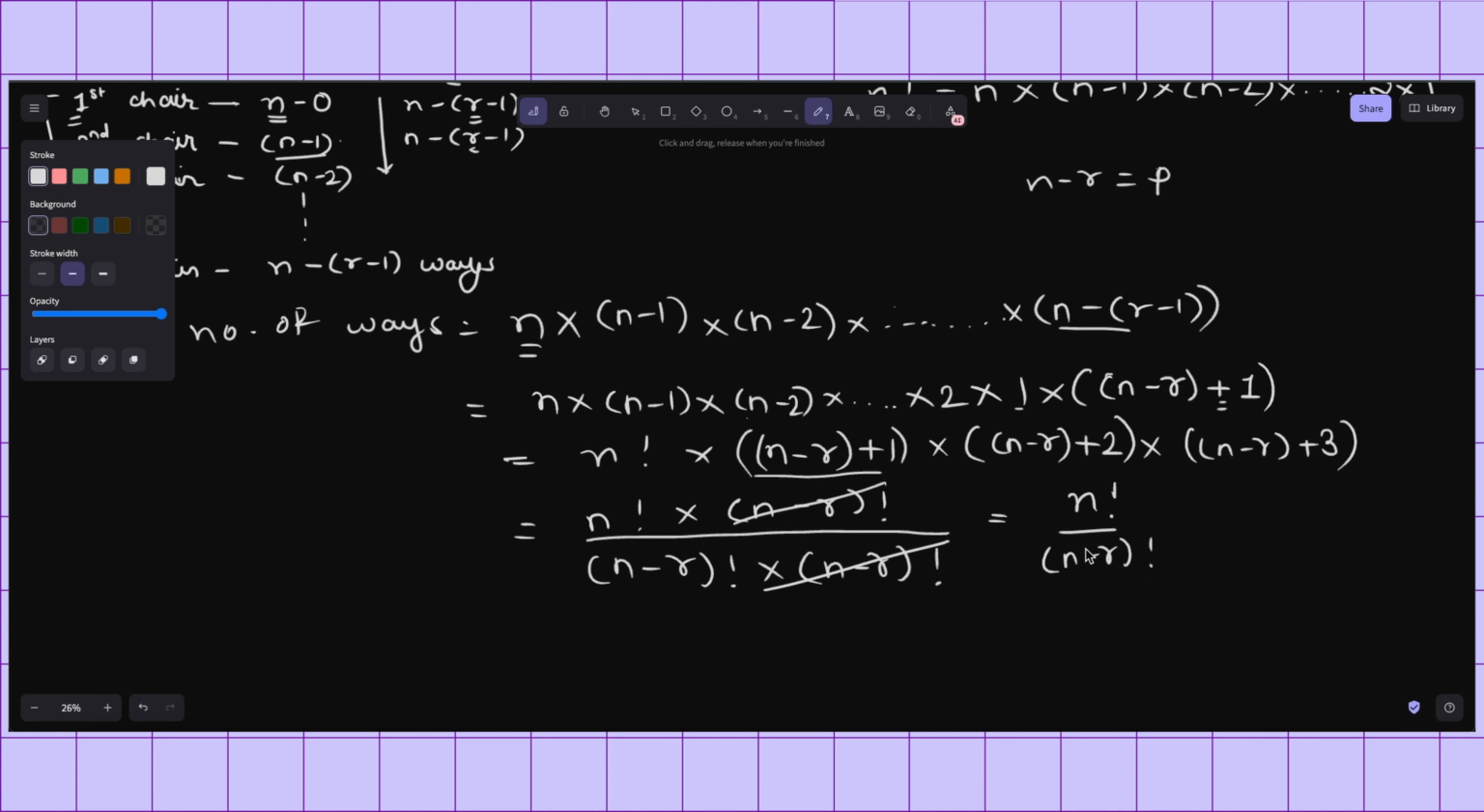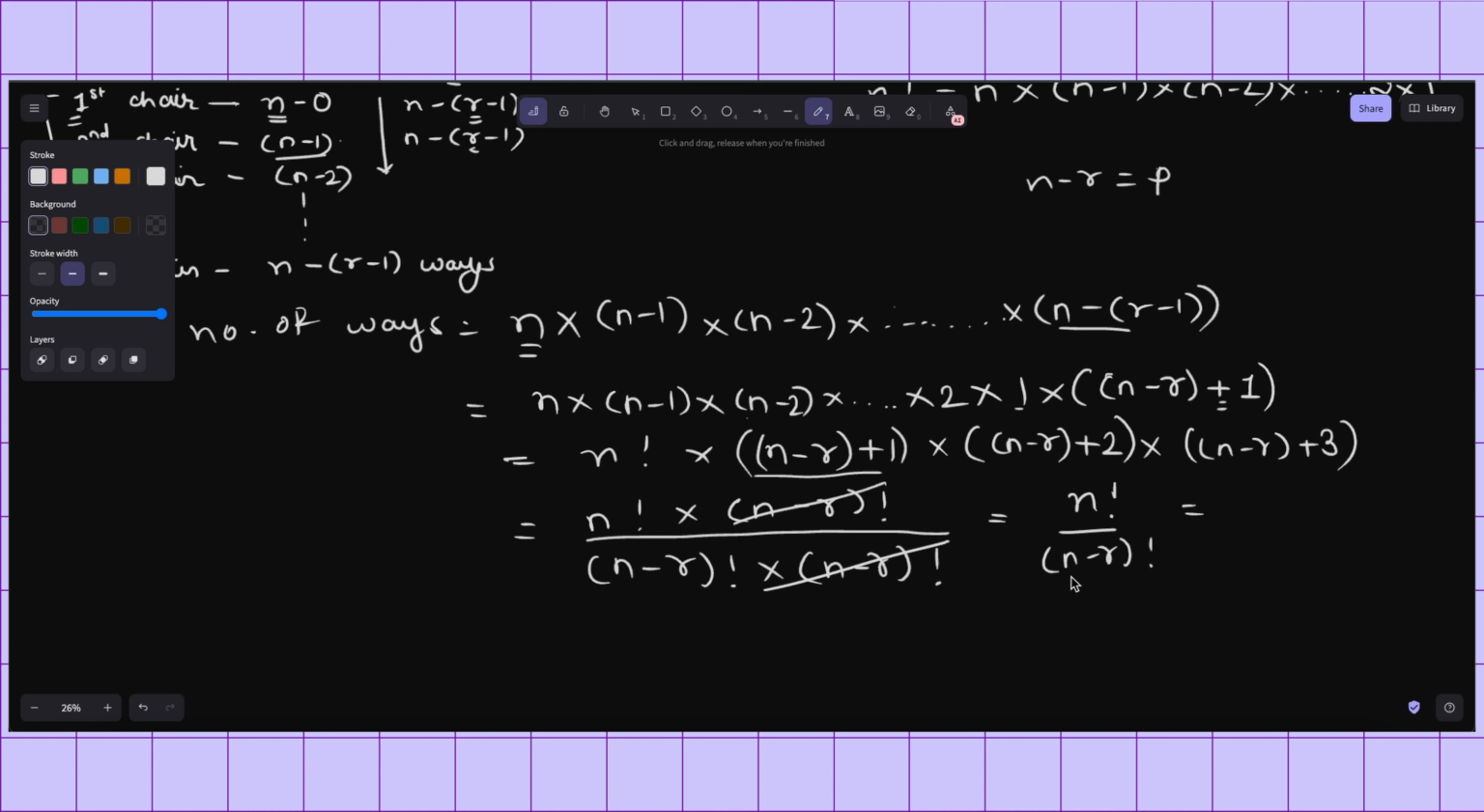Okay, so for n number of people to be seated in r chairs, now let's talk about the question. The ways in which 5 people, or n number of people, can sit in r number of chairs is n factorial upon n minus r factorial. Let's say this is the formula given to us, and let's take an example.